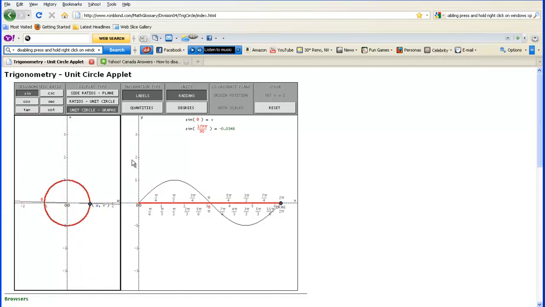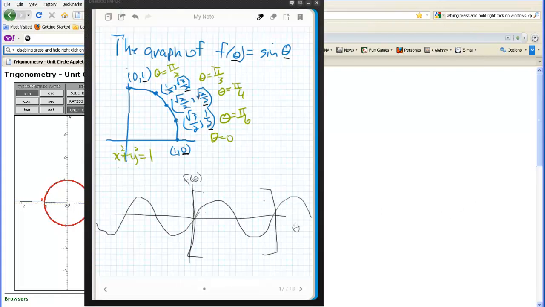Now, unfortunately, this applet only goes from 0 to 2 pi. But you hopefully now understand that this goes forever, and this goes forever. All right, so let's go back real quick to our paper.